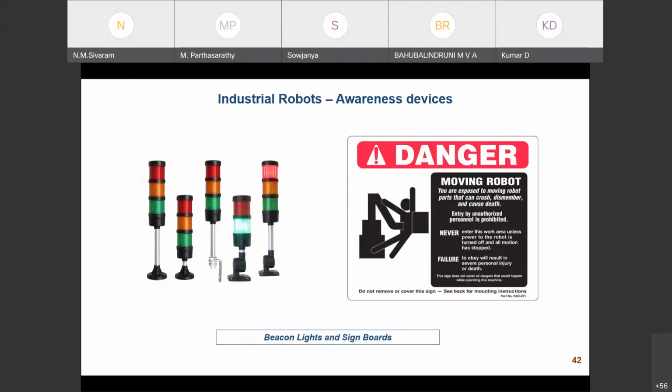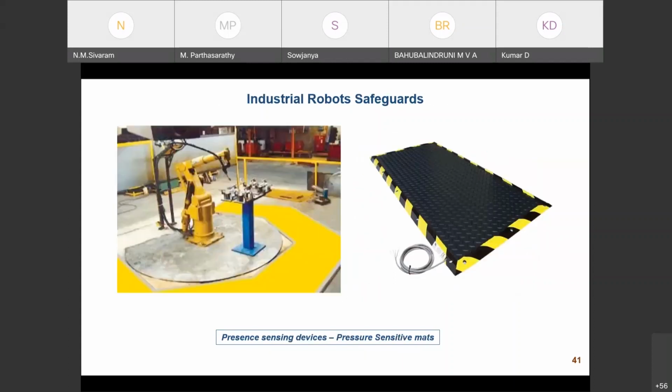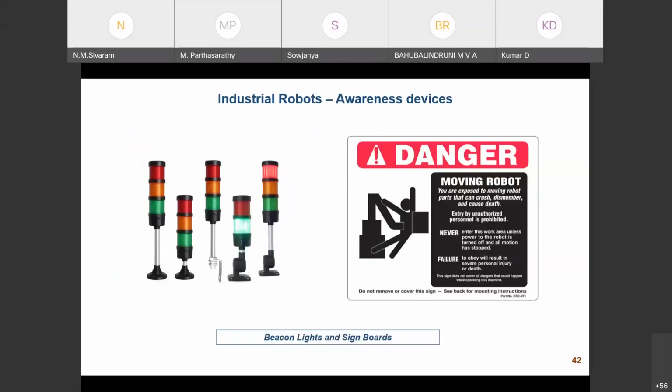Awareness devices, as I told, again come under the administrative control. What we have seen so far is the engineering control. Now you go to the next level also. You don't stop at the engineering control. You give another set of control, administrative control, where on the top of the machine, in the robotic cell, you can have this type of beacon lights. So when the machine is running, there will be a red color signal given. I mean, the red color light will be glowing, which means that you should not enter, you should not come into close proximity to the machine.